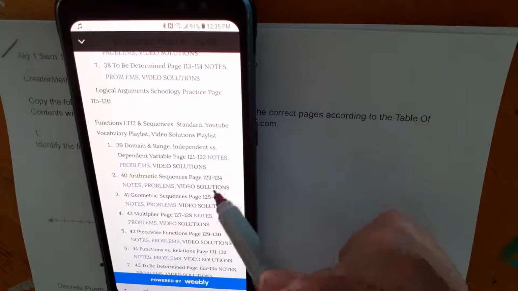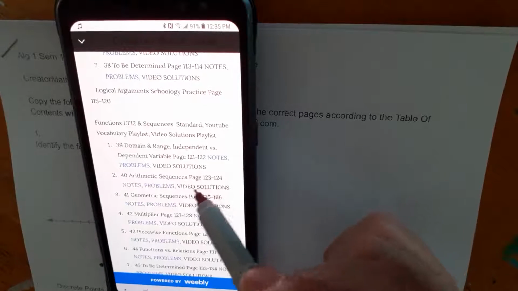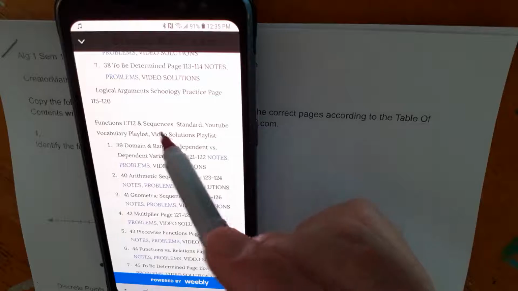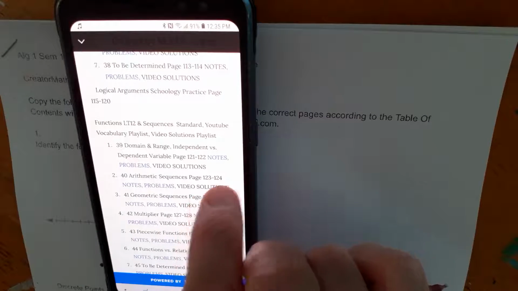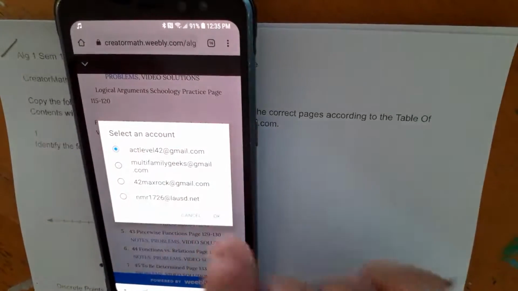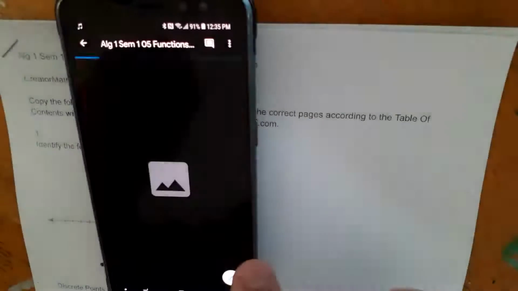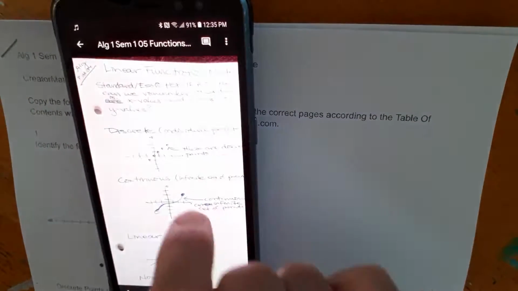Please don't take this video's word for it, but go back and find the table of contents. At the time you're watching this video, these page numbers probably will have changed. In fact, all of them will have. Here are the notes, the problem sets, the video solution will be here, and we're going to click notes. Fair warning, sometimes it takes me a couple times to open these notes. In this case, it did brighten up on the first try.